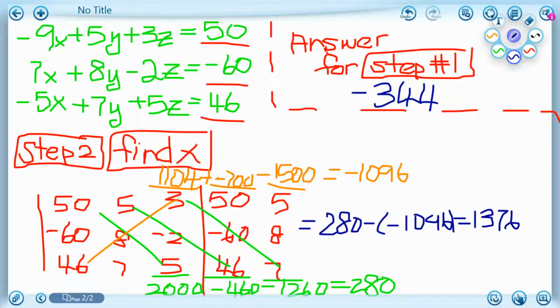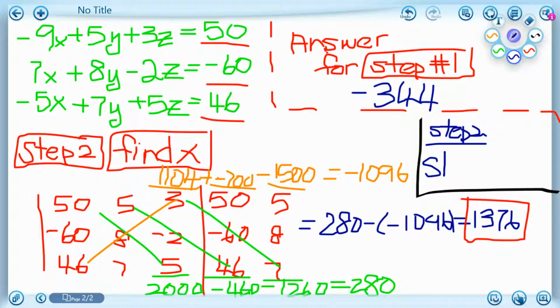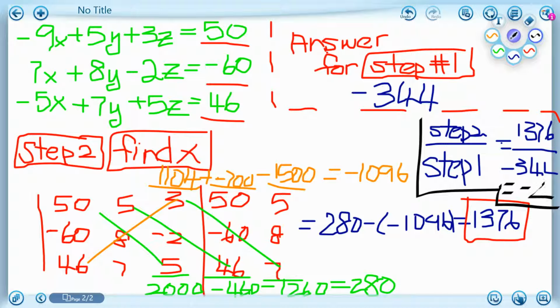Now once I get this far, I am almost done with this whole procedure. Now that number right there, which we got, this is an extra step. Step number 3, I'm going to write it right here. Last step, I'm going to have to do step number 2 divided by step 1. Okay, and that's going to be 1,376 divided by negative 344, which gives me negative 4. And that would be my final answer. So our x that we found is negative 4. There we go. Now that's my x.